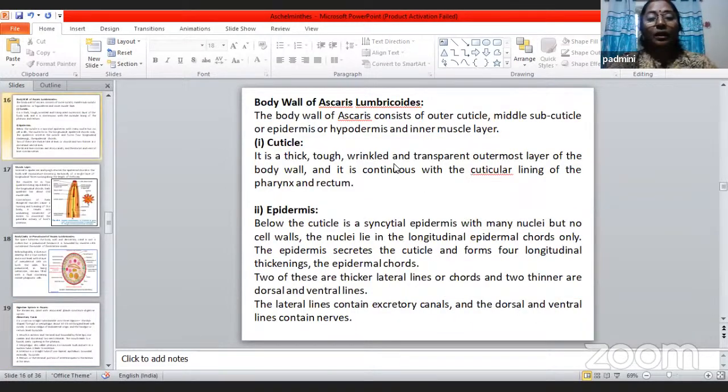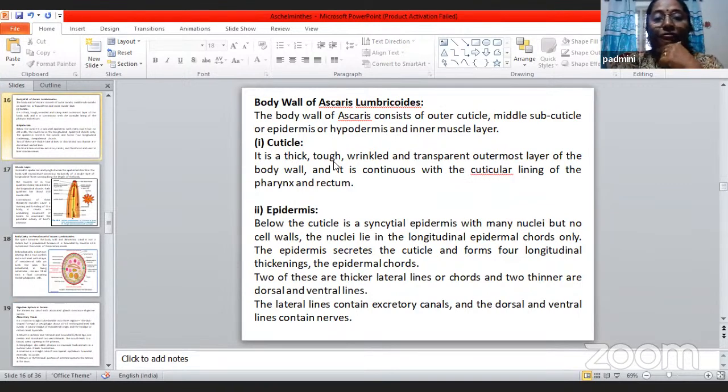The body wall consists of outer cuticle, mid subcuticle or epidermis, and hypodermis or the inner muscular layer. So outer cuticle, inside that the mid subcuticle or epidermis, and inside that is the hypodermis. So three layers of the body.